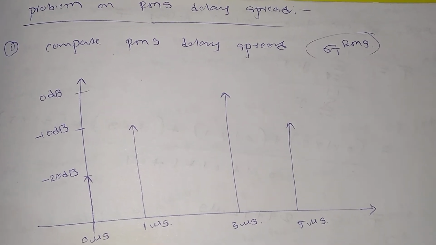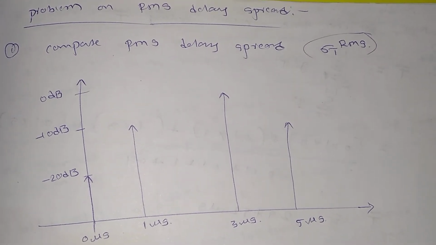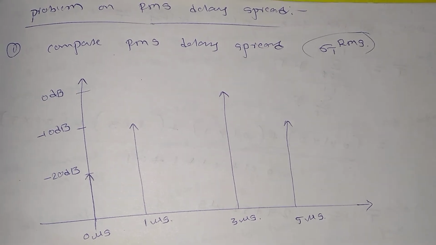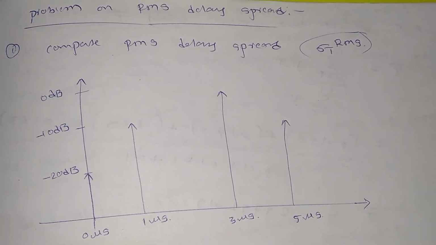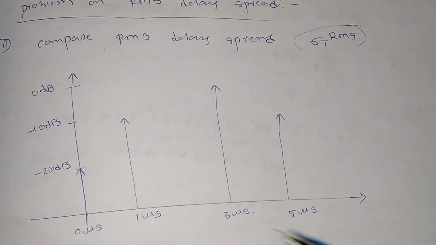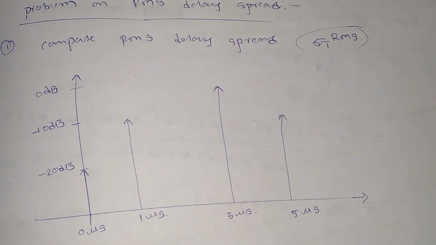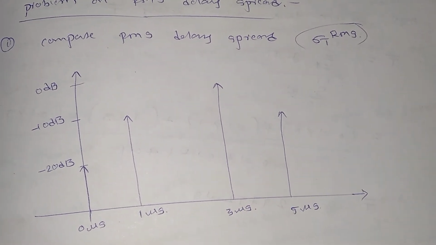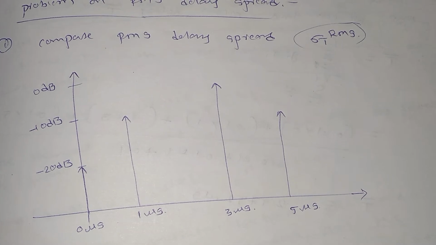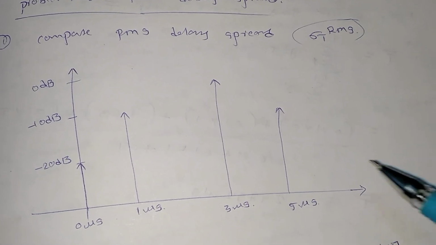So today we are going to discuss a problem on RMS delay spread. We'll be given some data, a table, or else they will give bar graphs like this. They will ask to find the RMS delay spread for this particular graph.